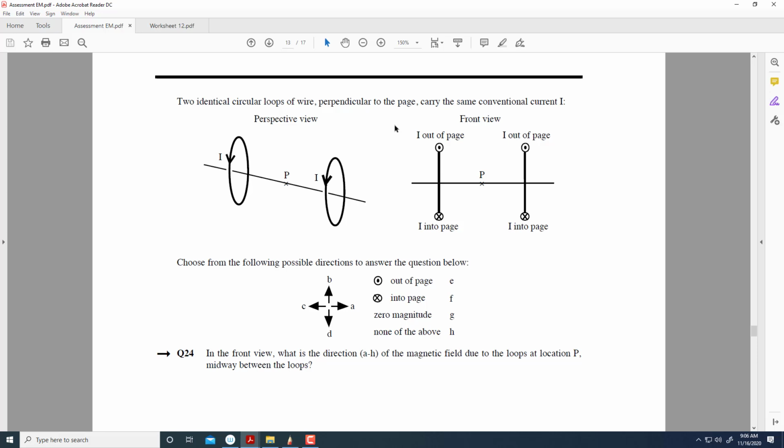So what's the net current at point P? Or not current, magnetic field. We just want to find the direction. What's the direction? To the right, up, right, left, down, out of page, into page, there's no magnetic field, or none of the above.